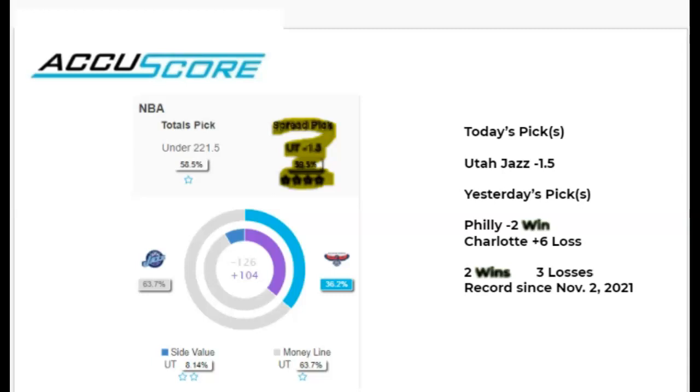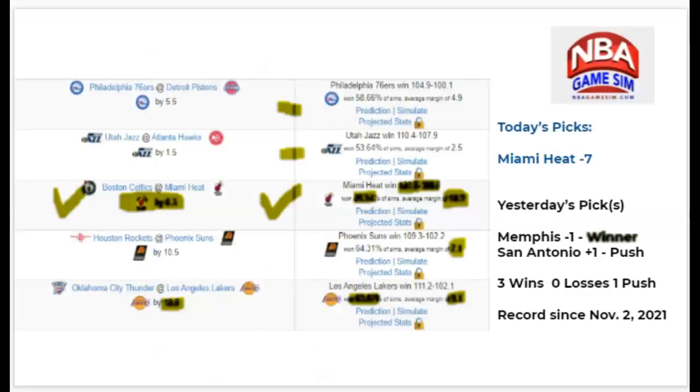Today they have a pick of the Utah Jazz minus 1.5. That's again their 4-star pick in the NBA, and so we'll be tracking and tracing that one. On to the NBA game sim, and I've been saying tracking and tracing a lot, so I'll stop that.